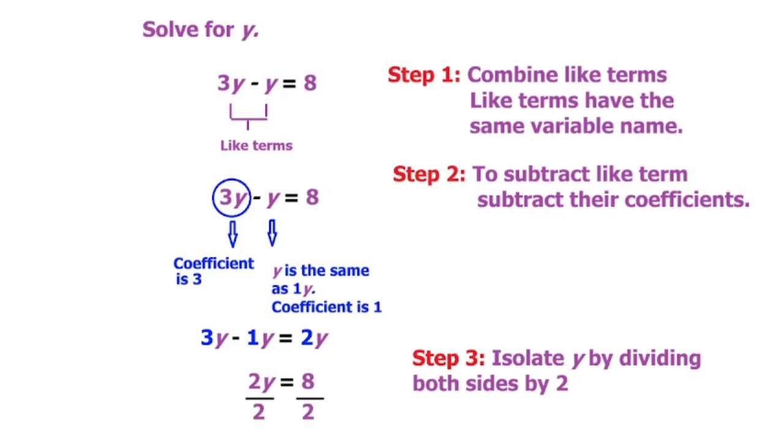Okay, so we're dividing by 2 and these two cancel out, right? 2 over 2 just cancels itself out, just equals 1. So we're left with y equals 4. And that's how you do that problem.